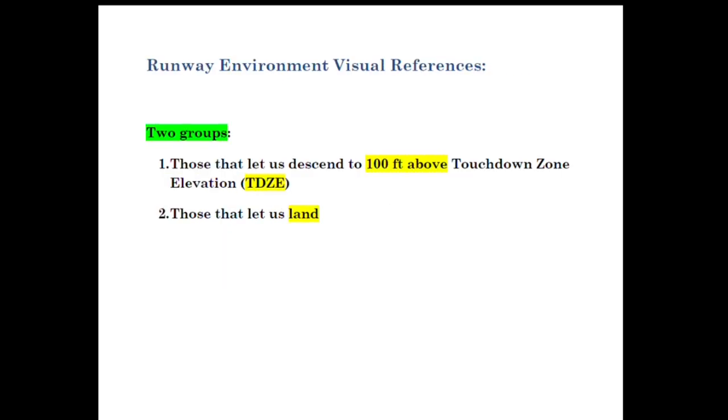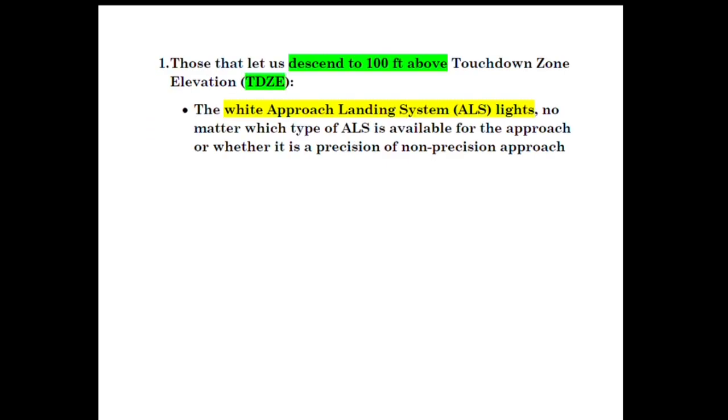So what are the runway environment visual references? And you can subdivide these into two groups. Those that let us get down to 100 feet above the touchdown zone elevation, and number two, those that let us land. The ones that let us get down to 100 feet above the touchdown zone elevation are basically the approach lighting system. If we see any part of the approach lighting system, any of the white lights, we can descend below the minimums, MDA, DA, or DH, down to 100 feet above the touchdown zone elevation. So it doesn't matter where the minimums are in relationship to the runway. The important part is that we can't get down more than 100 feet above the touchdown zone. And it doesn't matter either whether it's a precision or non-precision approach.